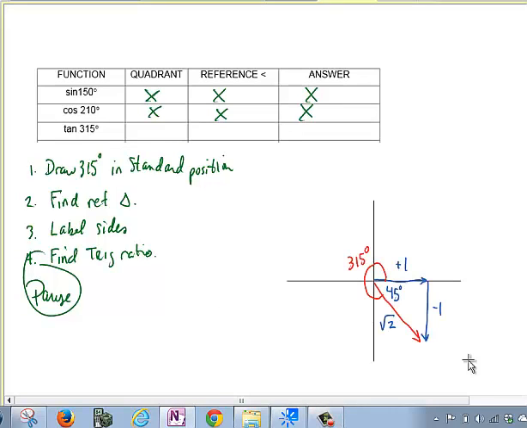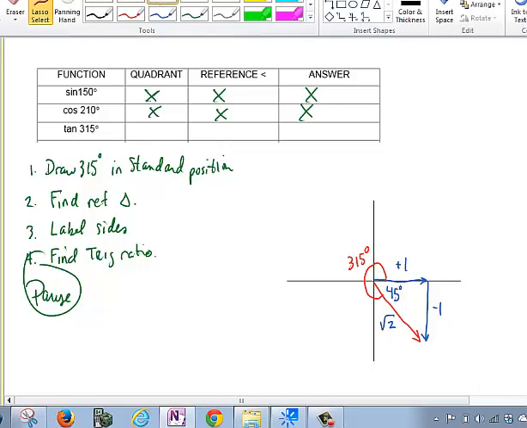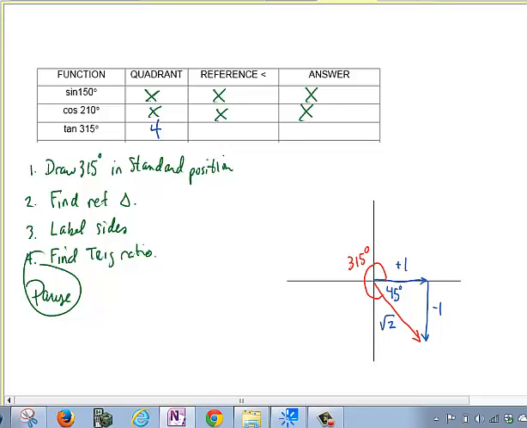Okay, well, we're back, and I've got everything drawn out. I've got the 315 degree angle drawn out. We're in quadrant 4. We have the reference angle specified. It's 45 degrees. The sides of the triangle are specified, and the answer for the tangent of 315 degrees is -1 for the opposite over 1 for the adjacent. There's the opposite, there's the adjacent. So the tangent of 315 degrees is equal to -1.